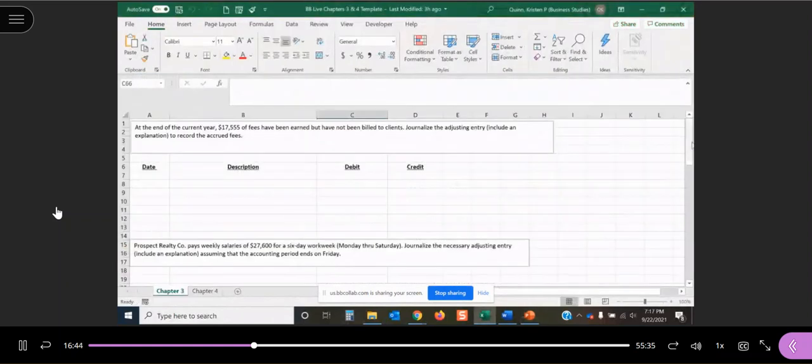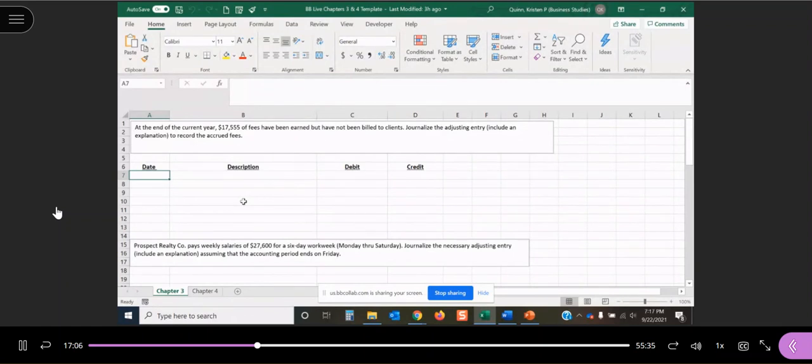So let's get into doing some adjusting entries. And again, wording becomes important for us. So it tells us in this first one, at the end of the current year, $17,555 of fees have been earned but have not been billed to clients. And they want us to journalize the adjusting entry to record the accrued fees.